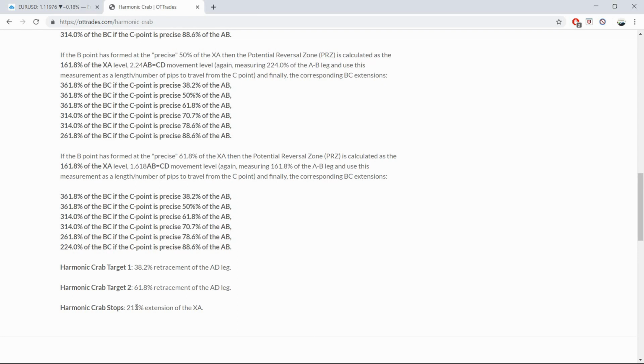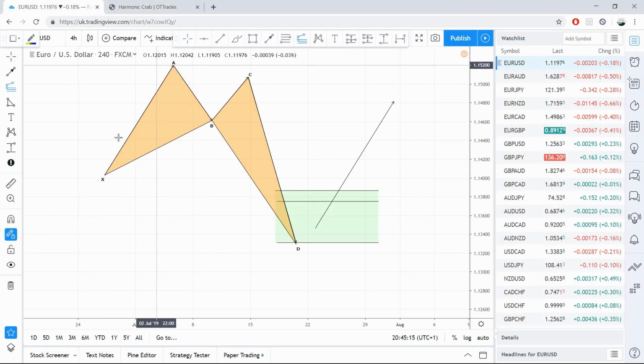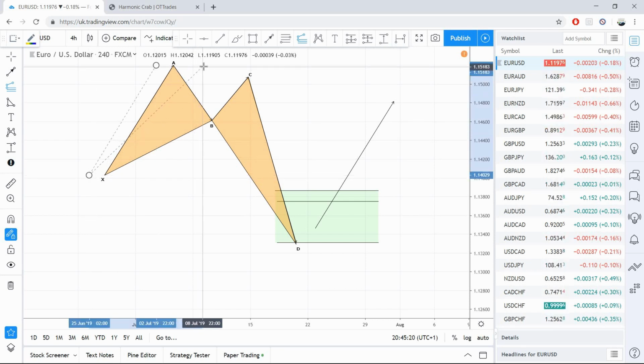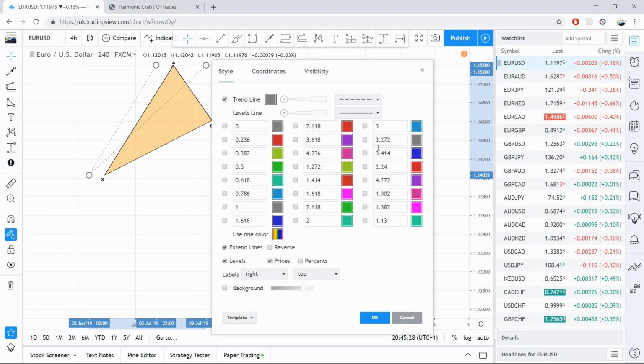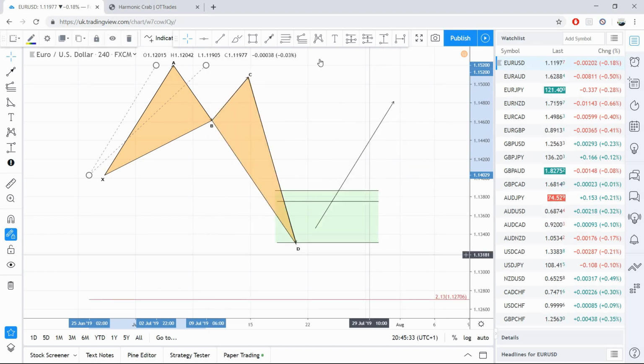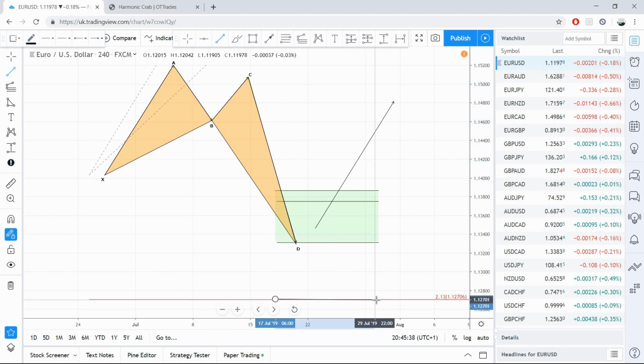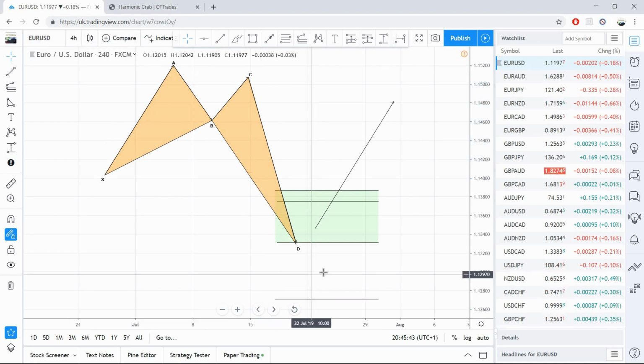Now the stops are the 213 extension of X to A. So let's just put them in as well. X to A. There. And we're looking at 213. Okay, so this is our stop loss down here, at the 213 of XA. So this is our stop loss.